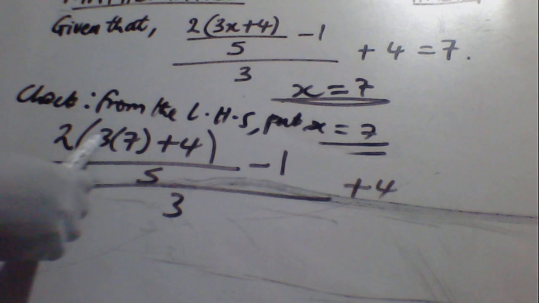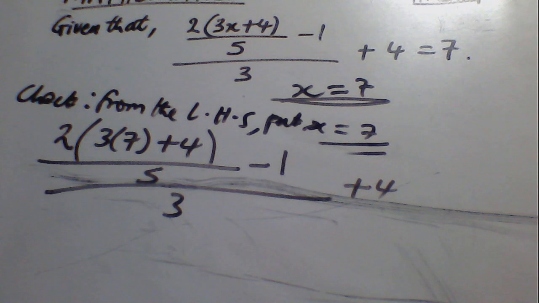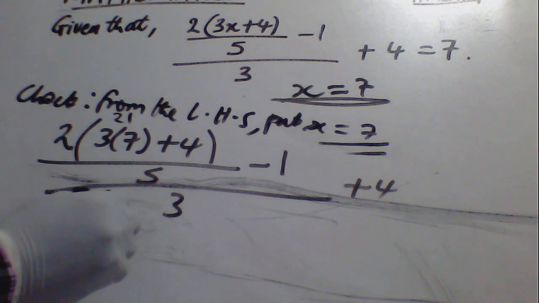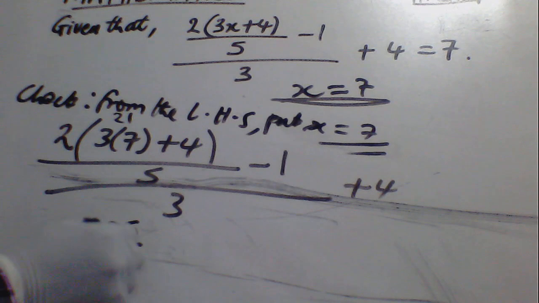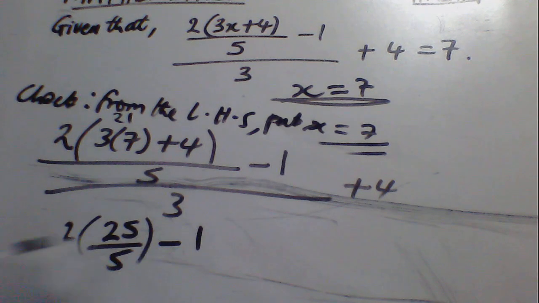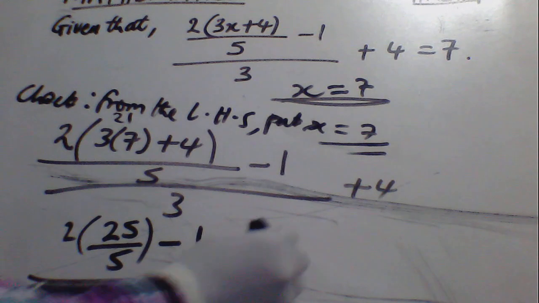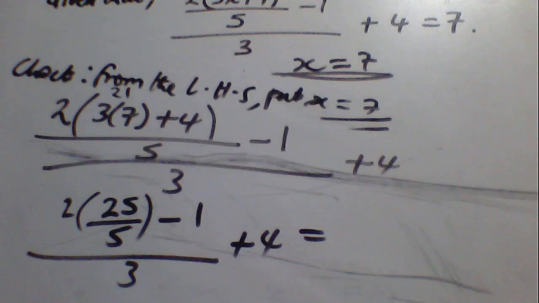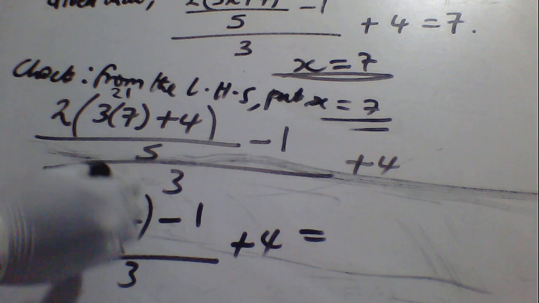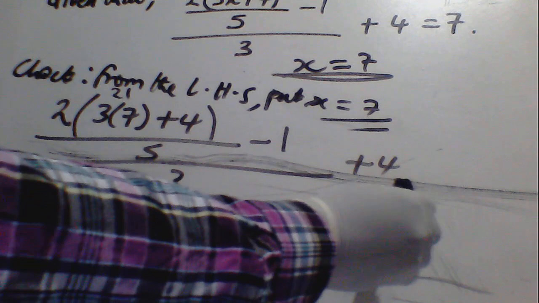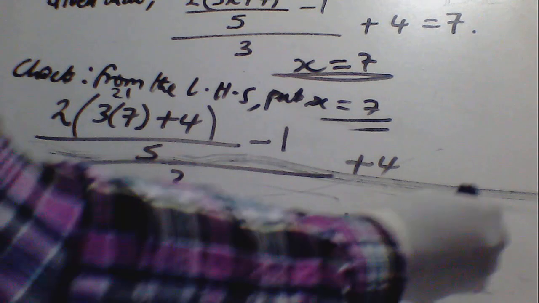So from here, 3 times 7 will give us 21, is it not? 21 plus 4 will give us 25. So 25 divided by 5, remember to multiply by 2, minus 1, divided by 3, plus 4. So 25 divided by 5 will give us 5. 2 times 5 will give us 10. 10 minus 1 divided by 3 plus 4.